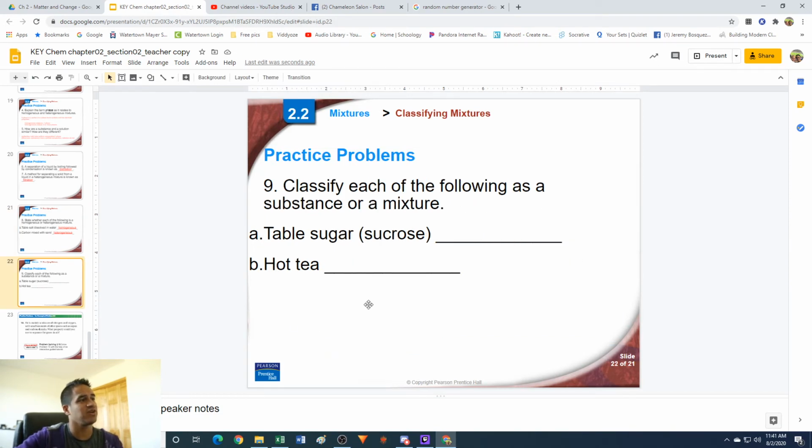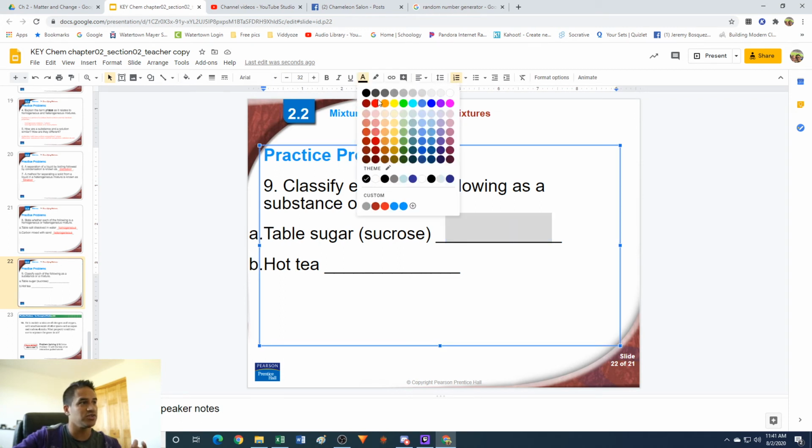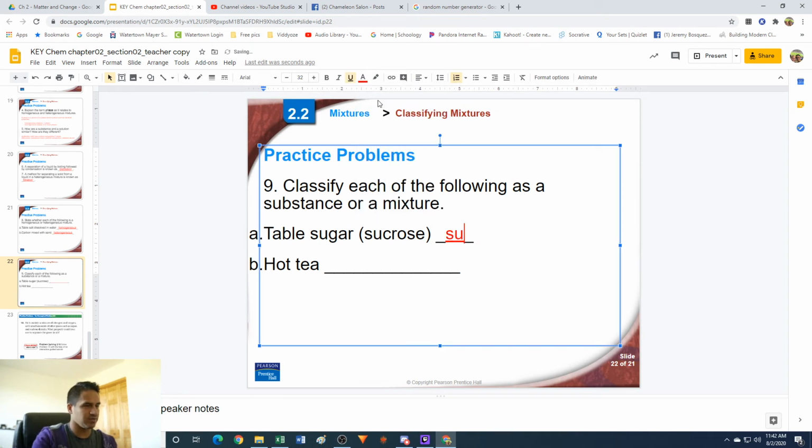Number 9, classify each of the following as a substance or a mixture. So again, substance means that it has uniform composition, it looks the same, and it has a definite composition. No matter where in the world you find it, it's always going to be exactly the same. So table sugar or sucrose is going to be a substance.